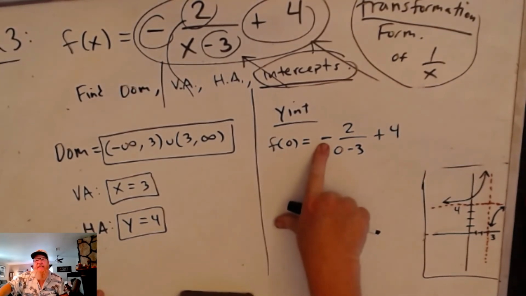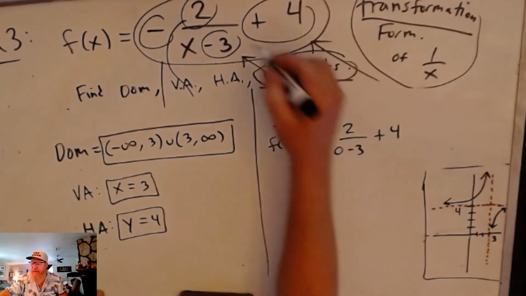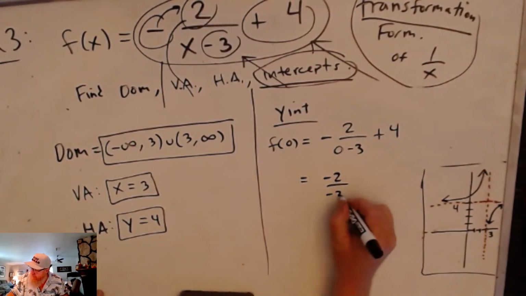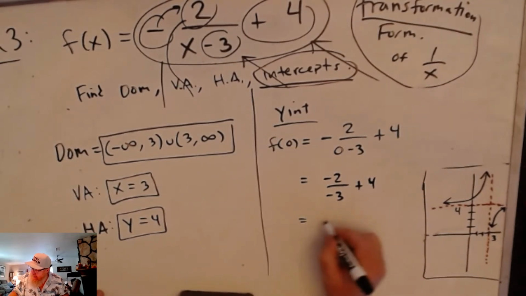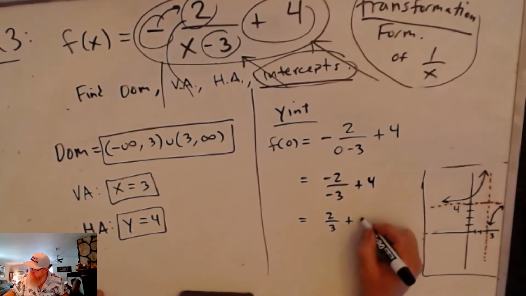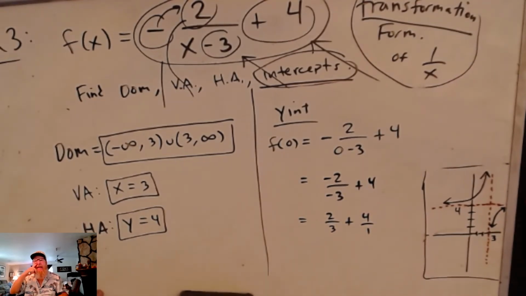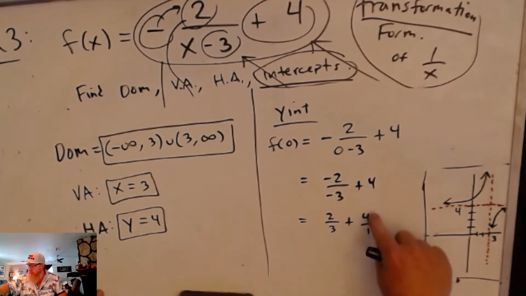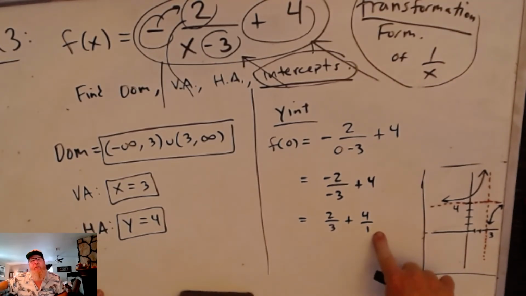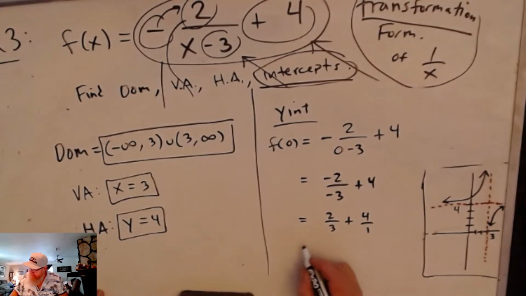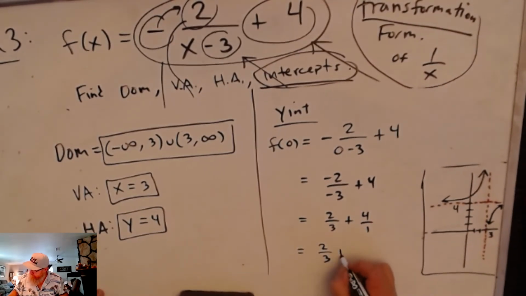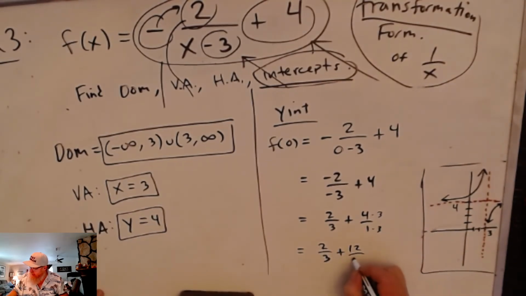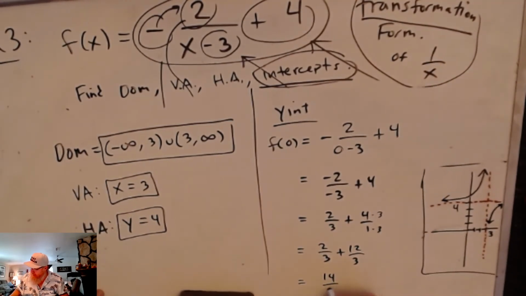Be careful with this negative out in front. This negative, I like to associate it with the 2. So it's -2 over -3. Again, I don't want repeating decimals, so I'm going to rewrite this as 2/3 plus 4 over 1. And I'm going to multiply by 3 to combine the denominators, and I'm going to get 14/3.